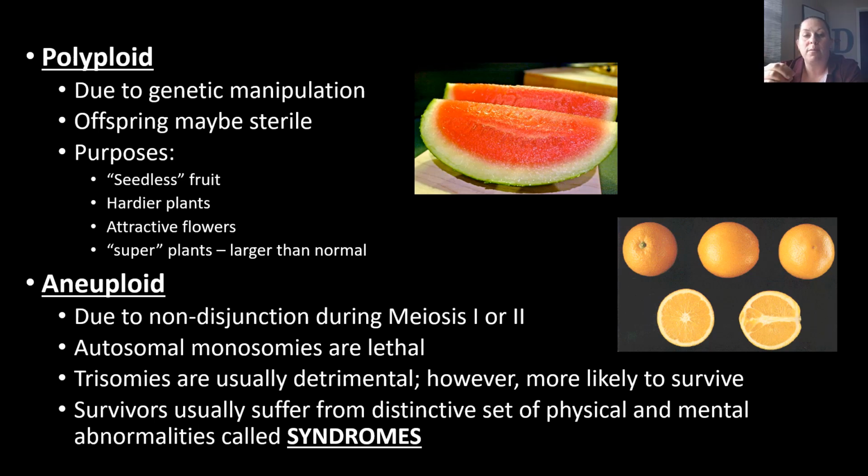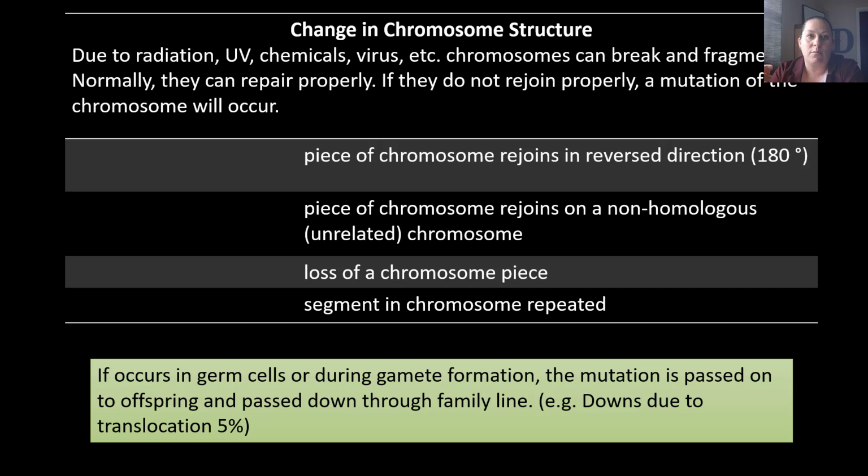Let's talk about if the chromosome itself is kind of damaged in some way. A change in chromosome structure could be due to things like radiation, UV light, chemicals, viruses, and the chromosomes can break and fragment, and they usually repair properly, but sometimes they don't. And if they do not rejoin properly, a mutation in that chromosome might occur. And so one example of this is inversion. This is where a piece of the chromosome rejoins, but it rejoins in the reversed or upside down order or direction, which I'll show you a picture of in just a minute.